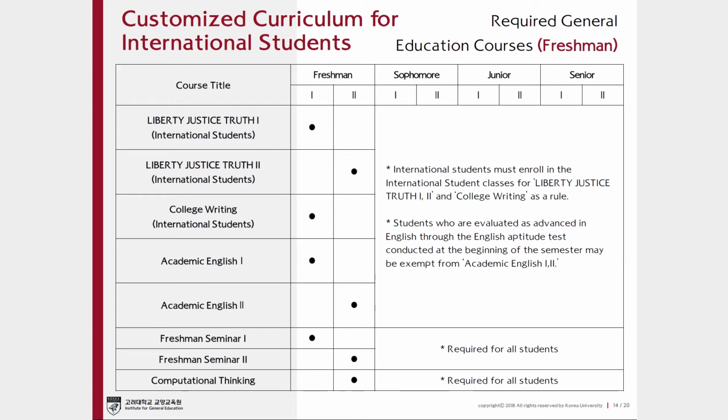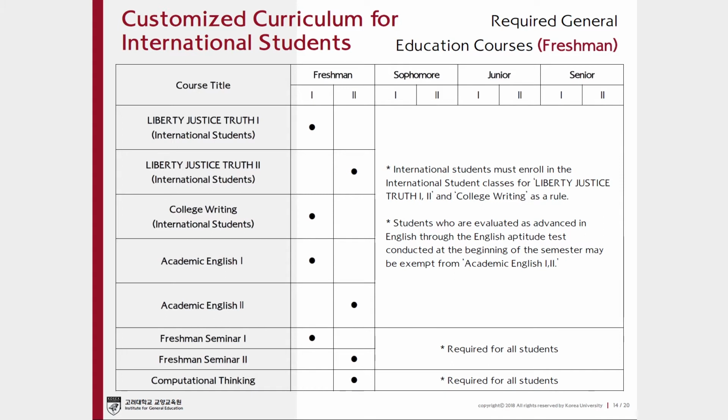Freshmen of spring 2020 must take Liberty, Justice, Truth 1-2, College Writing, and Academic English 1-2, Freshman Seminar 1-2, and Computational Thinking. You have to take Liberty, Justice, Truth, and College Writing in class for international students. Class for these subjects are determined by your proficiency level of Korean language. Your level would be announced via email after, so please check our email. We strongly recommend that students currently at topic level 2 or lower enroll in Liberty, Justice, Truth, and College Writing alongside the intensive Korean language program.